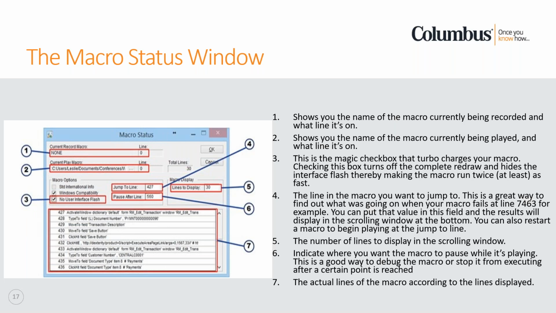So one of the things that it adds is a macro status window, and I'm going to go through it here on a slide, and then we'll take a look at it in a minute as well. It shows you what macro is being recorded if you're recording a macro right now. It can show you which macro is playing, and in this example, a macro was playing from the C Users Leslie Documents folder. That number 3 there, no user interface flash.